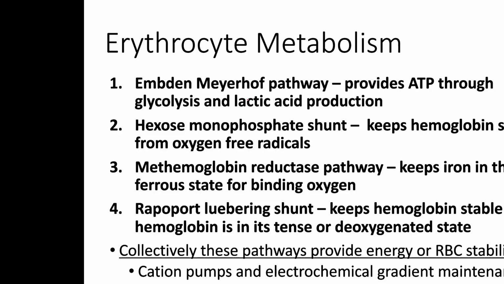The Embden-Meyerhof, or glycolysis pathway, basically just allows ATP to be generated from glycolysis, and that passively produces lactic acid. The hexose monophosphate shunt keeps hemoglobin safe from oxygen radicals. The methemoglobin reductase pathway's job is to keep iron in the ferrous state, which allows it to bind to oxygen. And the Rapoport-Luebering shunt's job is to keep hemoglobin stable by keeping it in either its tense or deoxygenated state. All of these pathways together, you can't lose one and just expect the red cell to survive.